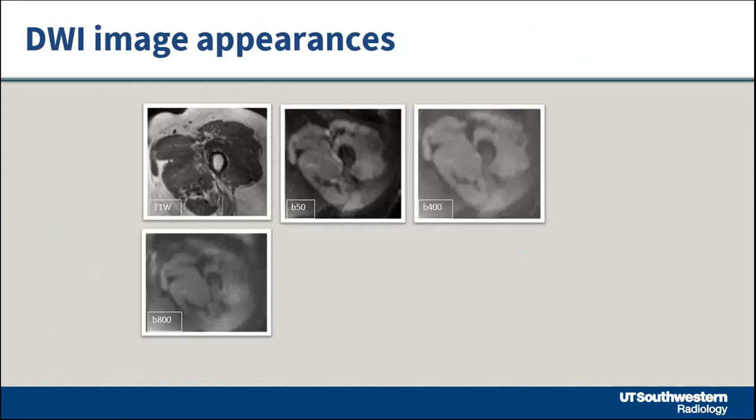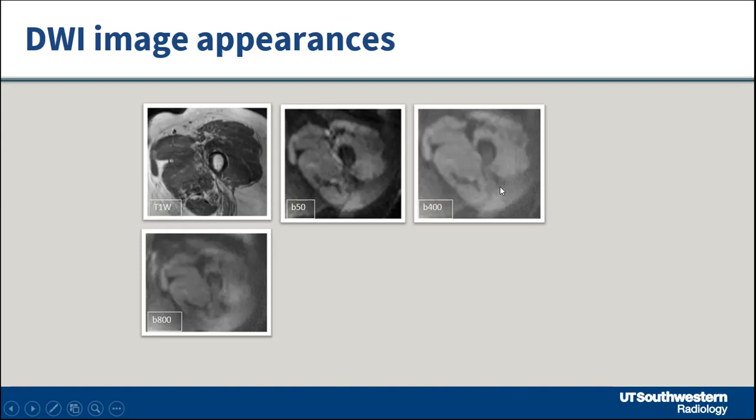Okay, that was enough for theory. I'm going to show you lots of images. So here is a T1-weighted image, right? And here are the different B values: 50, 400, 800. You can see there are vessels on B0 or B50, and as you go higher up, those vessels get suppressed, right?